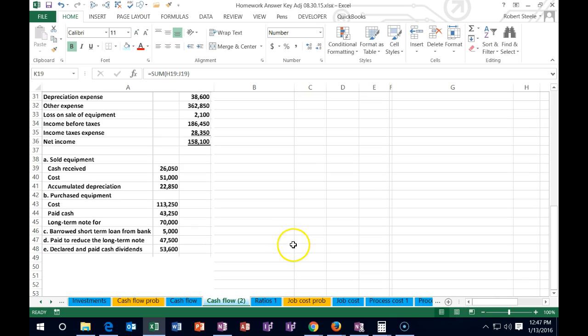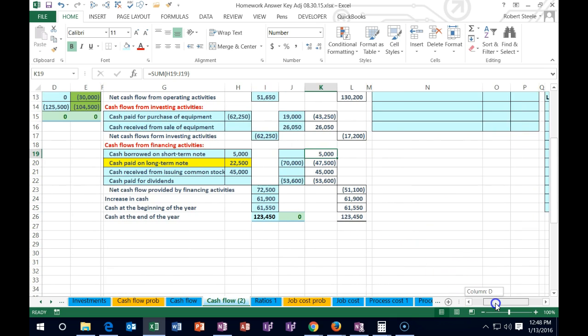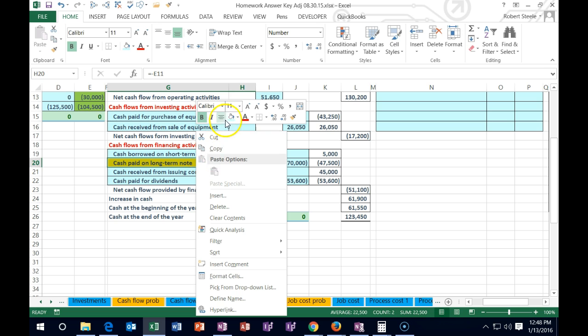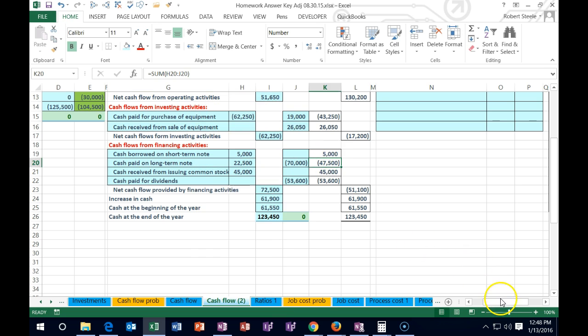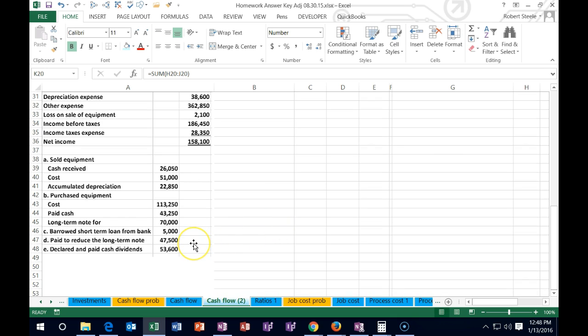Then the next piece of information they give us is paid to reduce the long-term debt. So we paid cash to reduce the long-term debt. That should be on the cash flow statement in financing. So here's cash paid on long-term debt, that 47.5. It does look like that is the correct number. So we've verified this item. We're going to say that's our last yellow item. It looks correct according to the added information that we have here, 47.5.